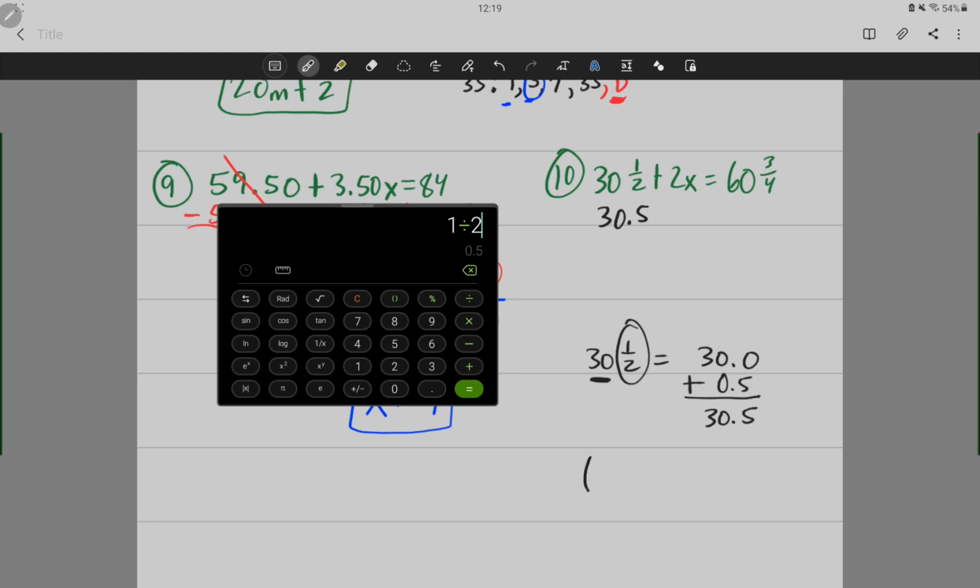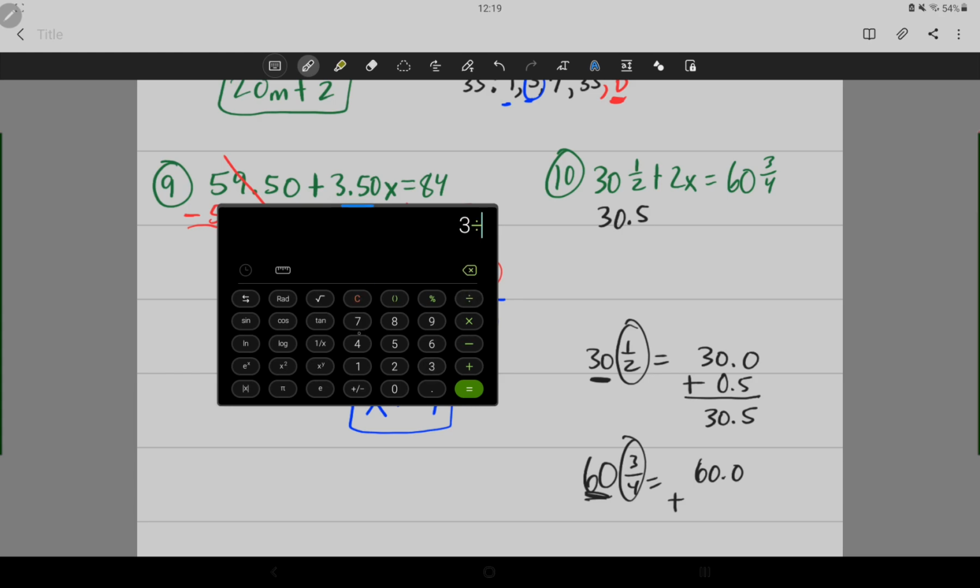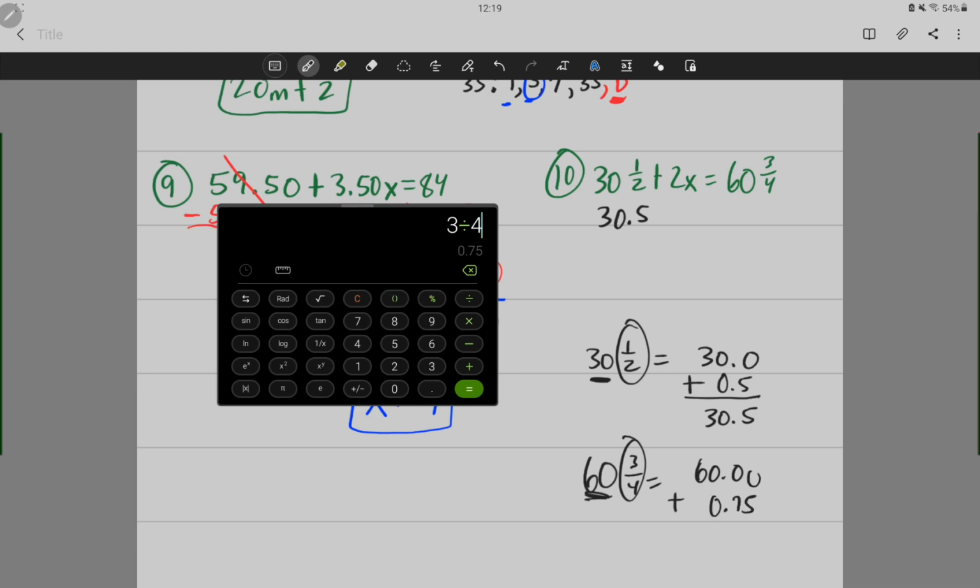Then you can convert 60 and 3/4 using the same method. Keep the whole number 60, so 60.0 plus, and then you want to just divide 3 divided by 4 to see what the decimal is, which is 0.75. And when you add that, you're going to get 60.75. So this 60 and 3/4 fraction can also be written as 60.75.